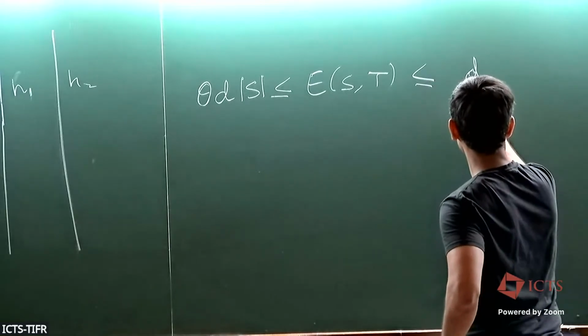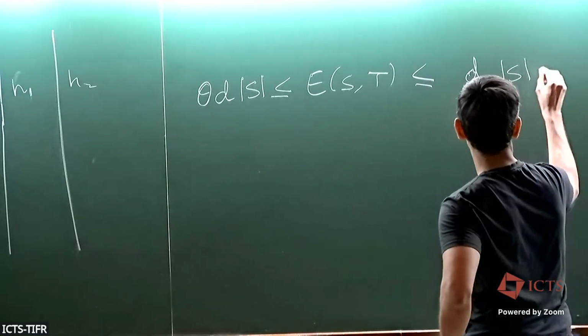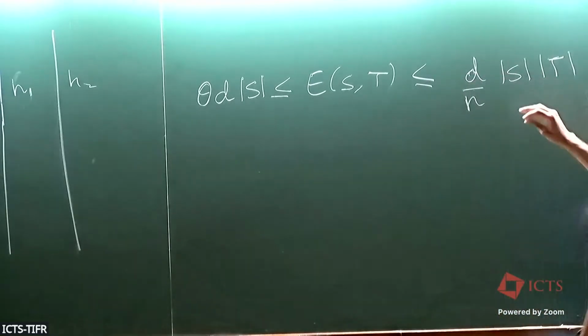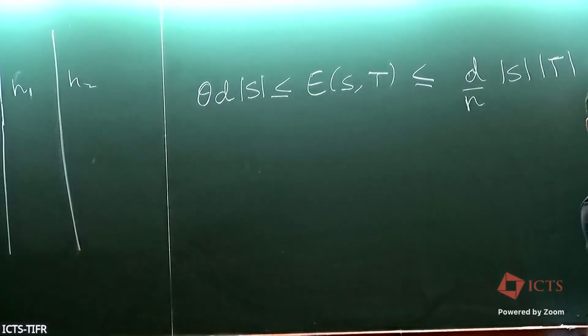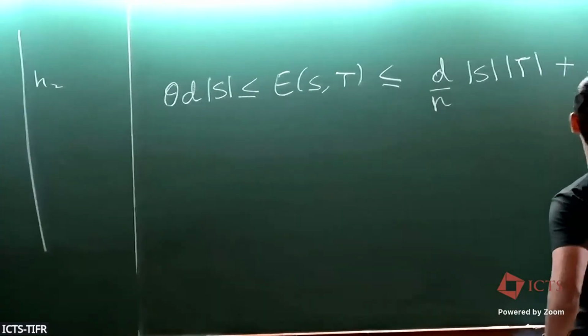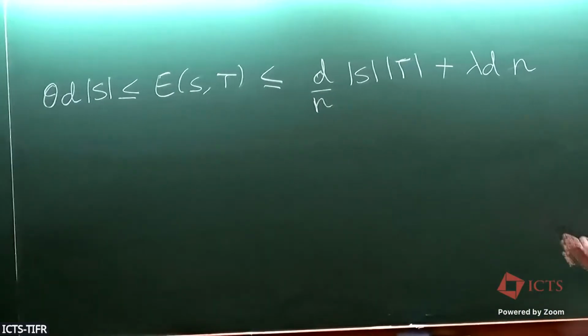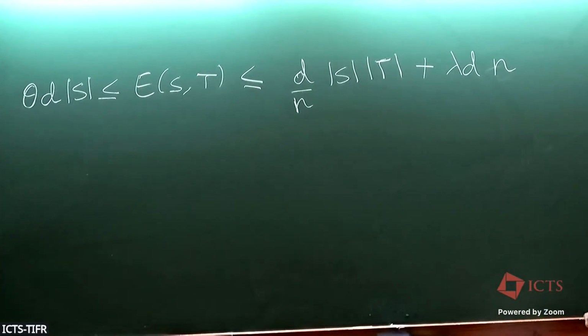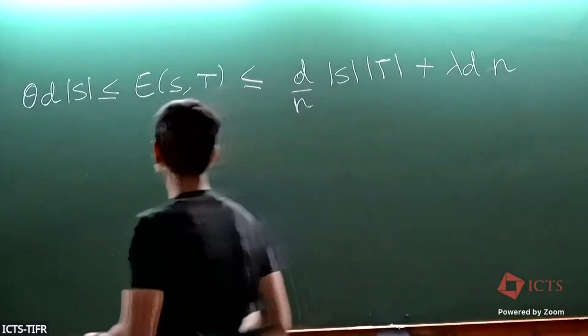d over n times the size of S times the size of T, plus lambda d times the square root of the size of S times the size of T. I'm just going to call that n. So this is an even weaker upper bound. Yeah.